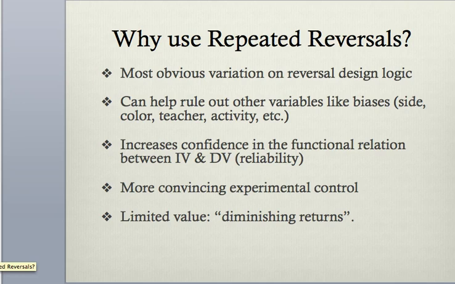So why would we want to use repeated reversals? Well, first of all, it's the most obvious variation on reversal design logic. Every time you go back and forth between baseline and treatment, you establish even further the efficacy of the treatment, your confidence in the treatment, and strengthen your scientific support for that treatment. It can help you continue to rule out other variables like biases, like side bias or teacher bias or activity bias or color bias. It increases the confidence in the relationship between your independent and dependent variables, so you get a really good measure of reliability. And it produces more convincing experimental control.